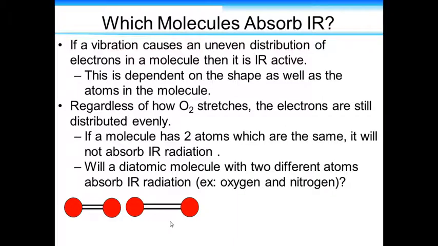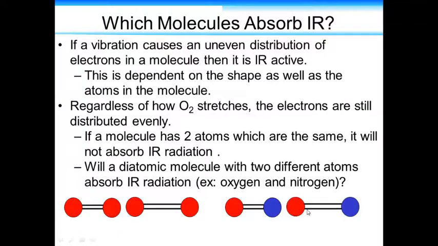Now let's look at a diatomic molecule with two different atoms. For example, oxygen and nitrogen. If you think about it bending and stretching, will that influence the distribution of electrons? So here we have oxygen and nitrogen. Oxygen has a bit greater pull on the electrons than nitrogen. These are different atoms.